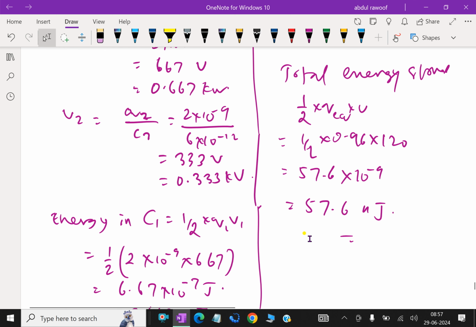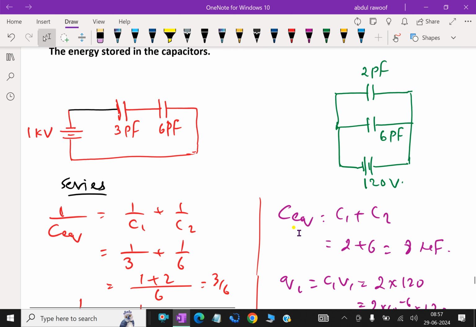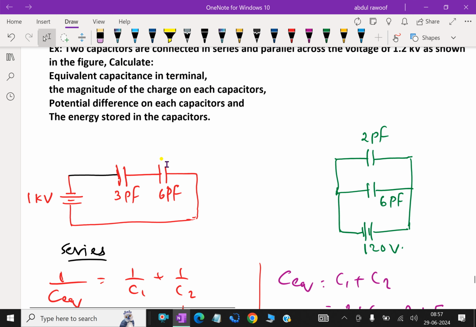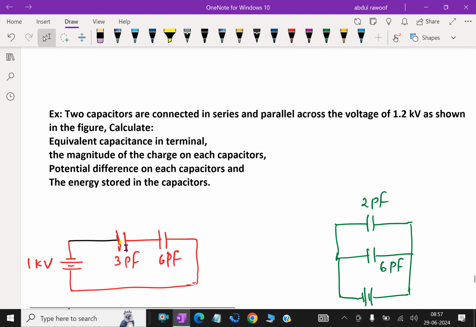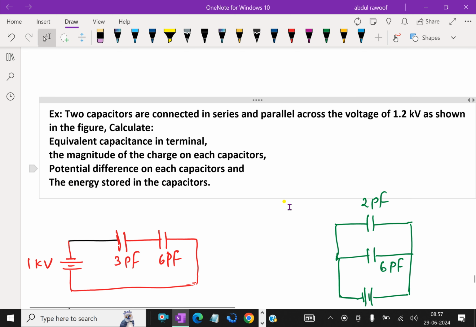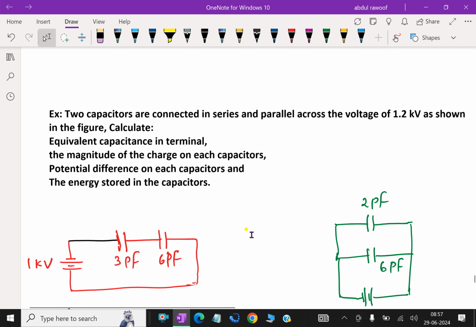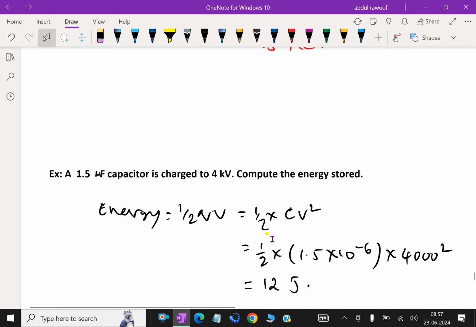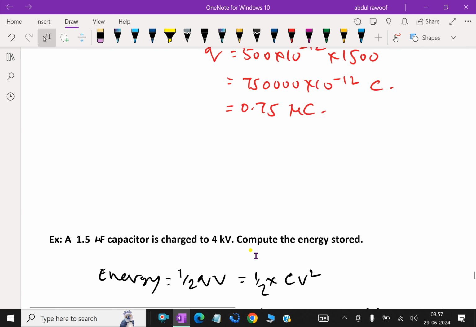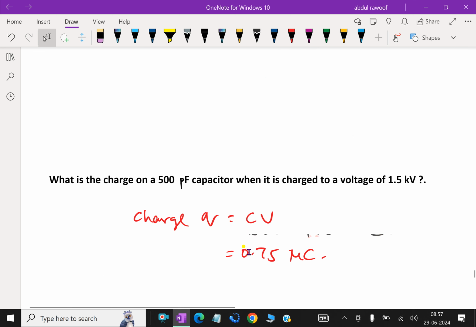So far we discussed a lengthy problem on total capacitance in series and parallel, as well as energy stored in the circuit in both series and parallel, as well as how to find energy stored in a capacitor.